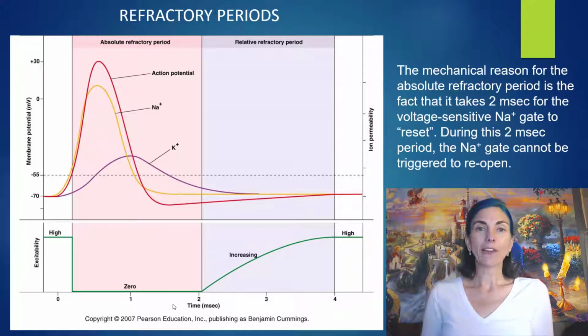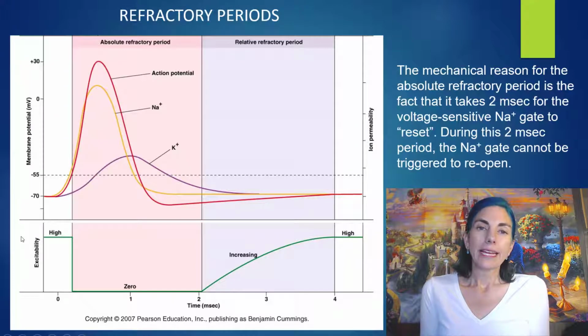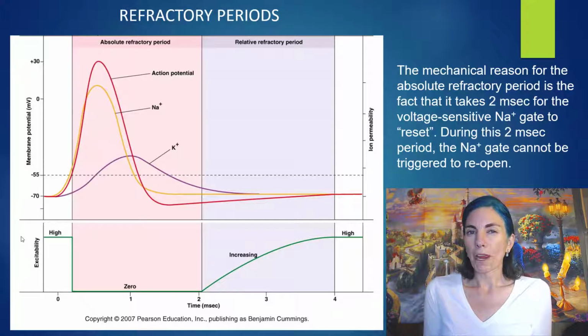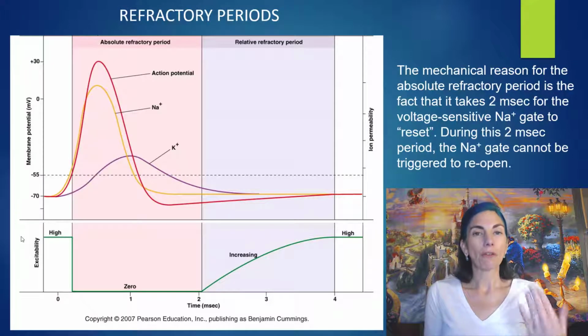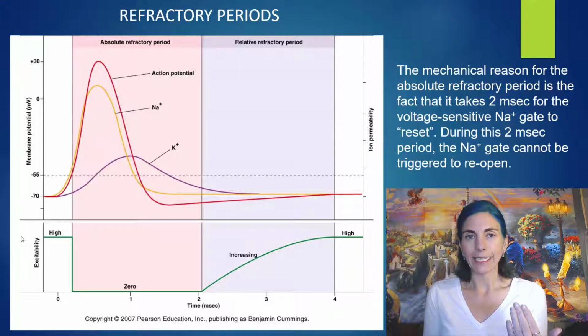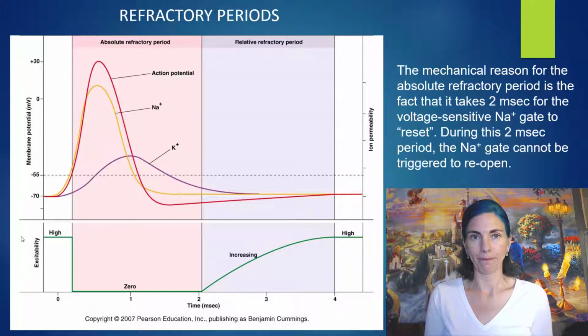All right, so go ahead and write this down. And then I wanted to draw your attention over here to this idea of the absolute refractory period and this idea of excitability. The excitability is kind of a weird descriptor that describes how likely some section of membrane is to engage in an action potential.